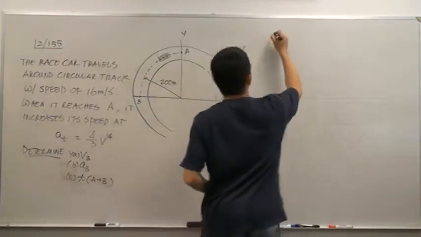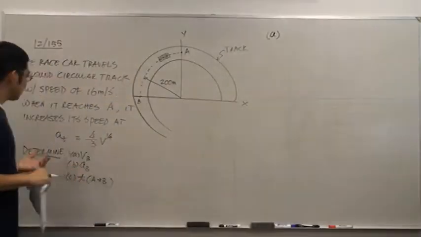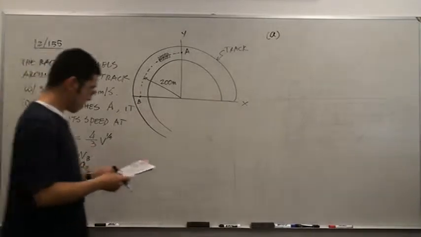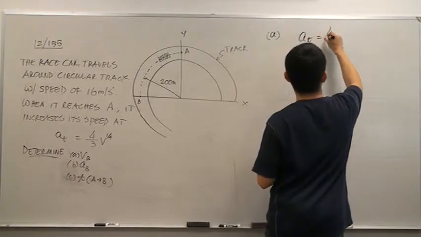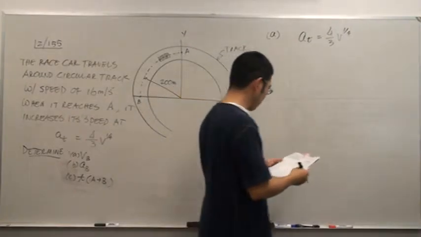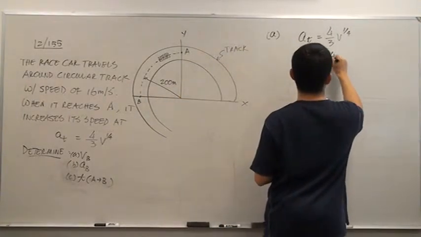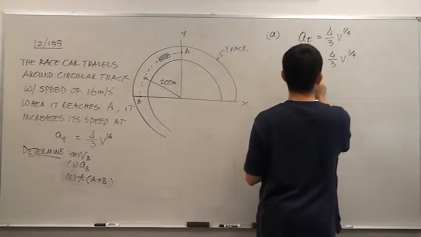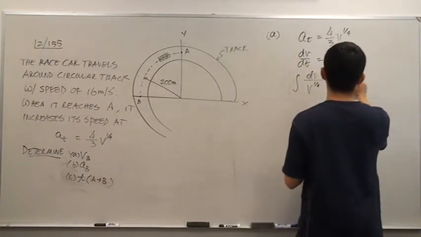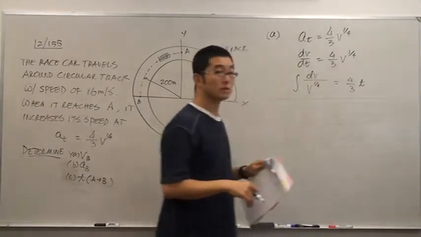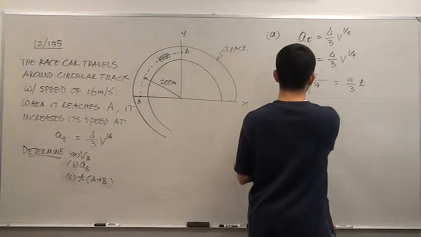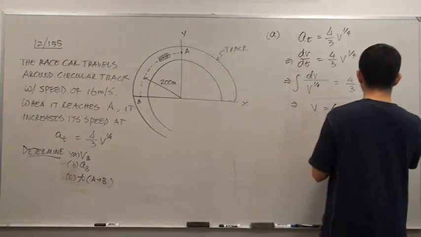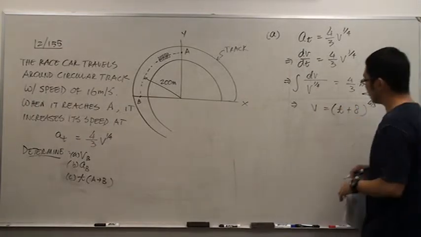For this kind of problem, we first need to figure out the general expression for v, and then use that to calculate v_B. So we can start from here. a_t equals 4/3 v to the power of 1/4, and we know this is dv/dt. I'm going to move all the v terms to one side. I have dv over v to the 1/4 equals 4/3 dt. If I solve for v, I get v equals (t plus 8) to the power of 4/3. Of course I've omitted some steps, which I think you can do, you can do this integration.